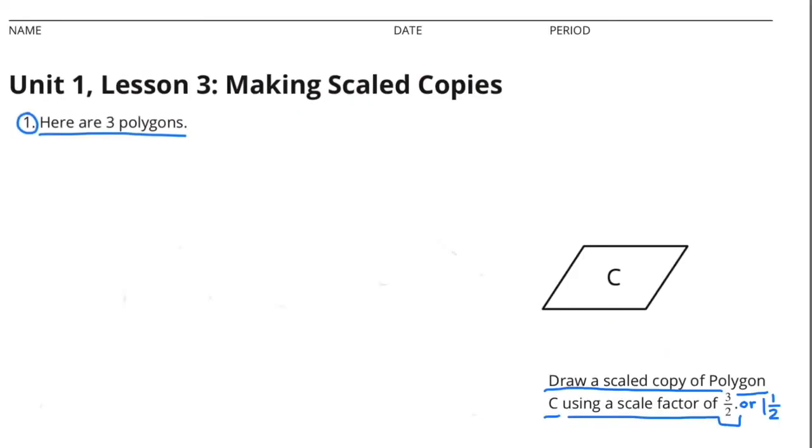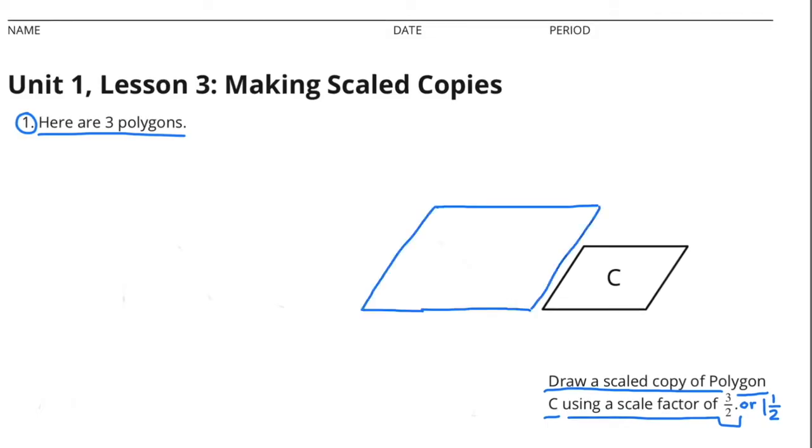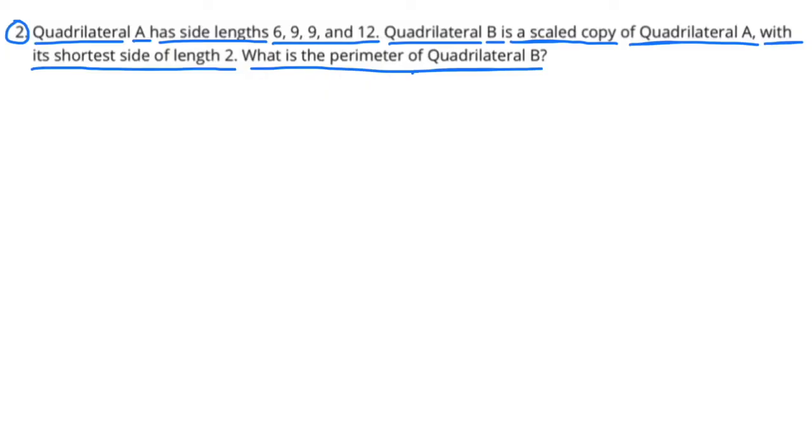Draw a scaled copy of polygon C using a scale factor of 3/2 or 1.5. This scaled copy has 1.5 times the width and 1.5 times the height. Number 2, quadrilateral A has side lengths 6, 9, 9, and 12. Quadrilateral B is a scaled copy of quadrilateral A with its shortest side length of 2. What is the perimeter of quadrilateral B? I highlighted in green some important information.